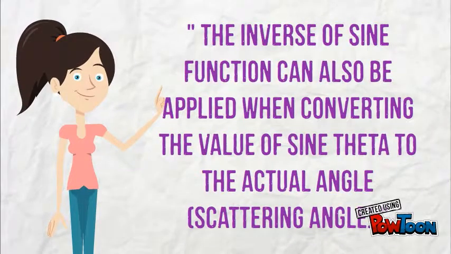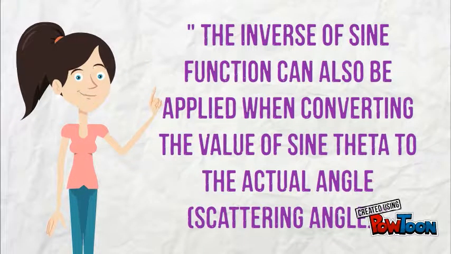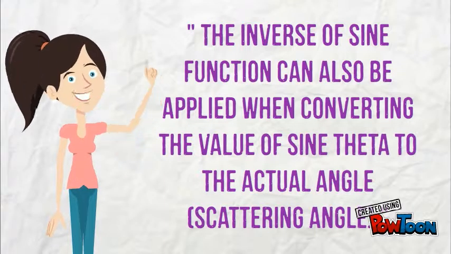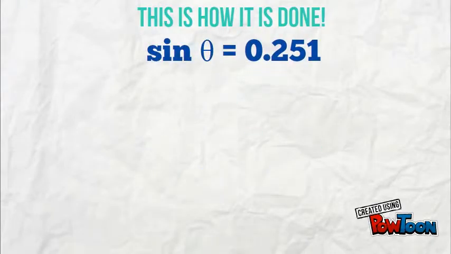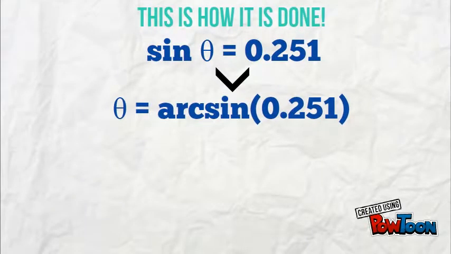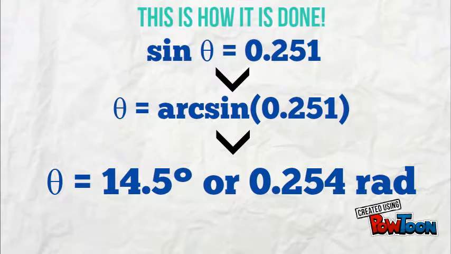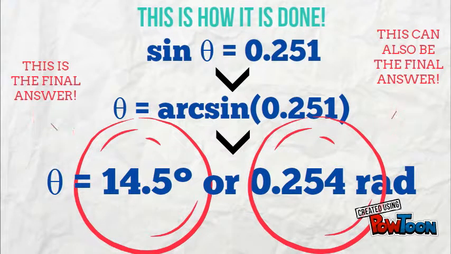The inverse of a sine function can also be applied when converting the value of sine theta to the actual angle. This is how it is done. Given the value for sine theta, you transpose it to the right and write it as an arc sine of the value. This is an example of an inverse sine function.